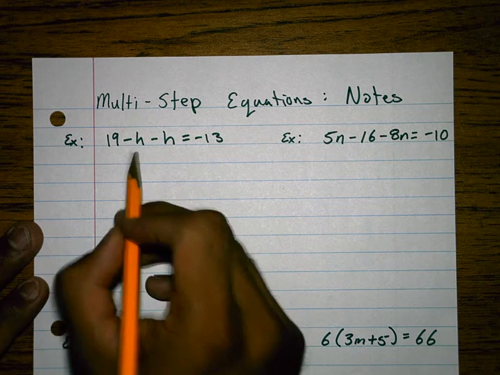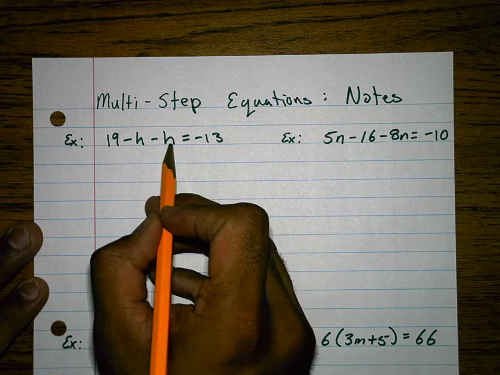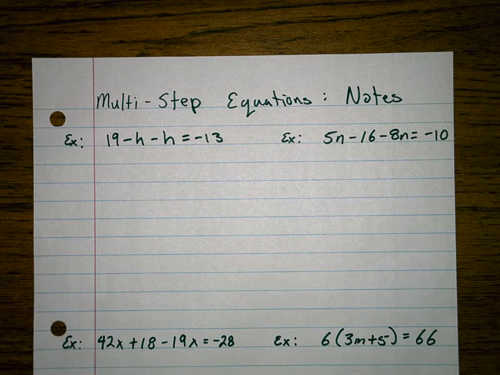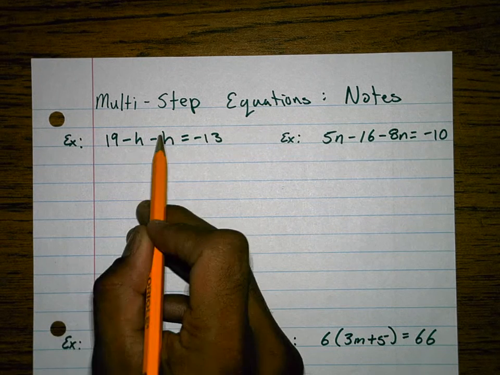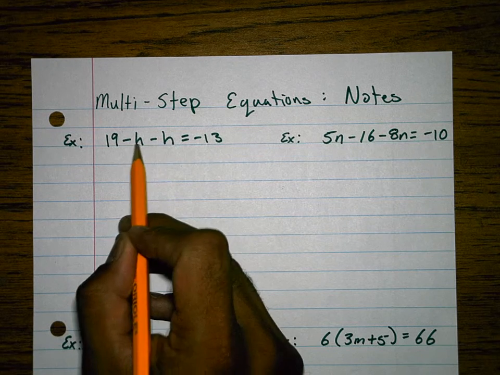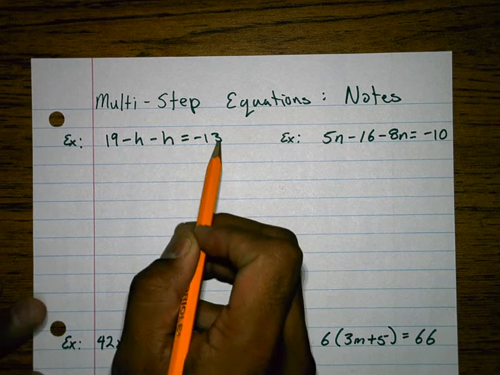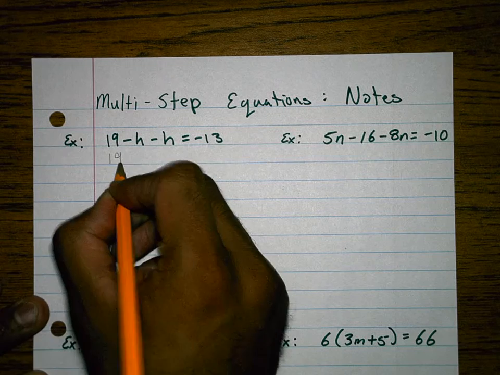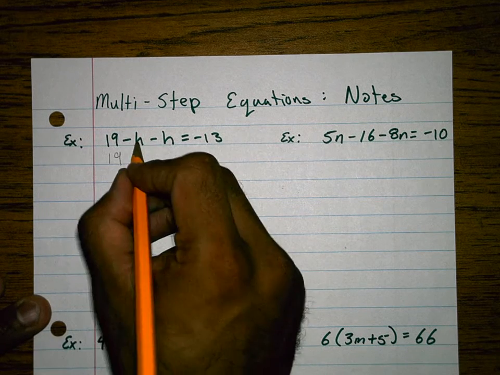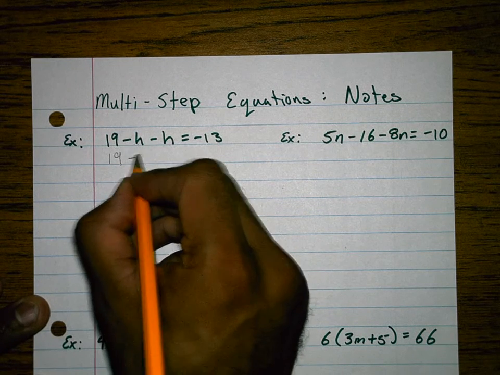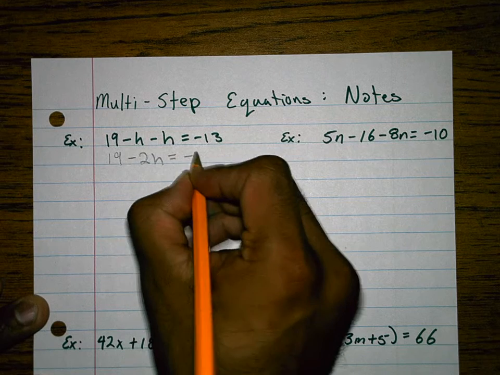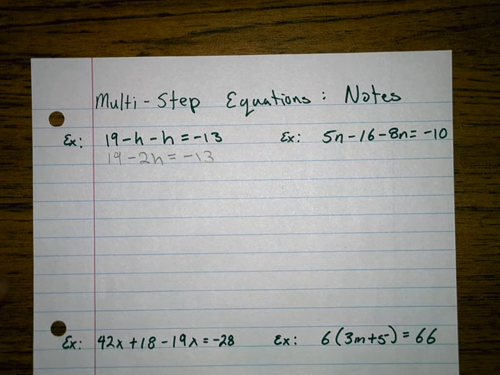So for this case here, I have 19 minus h minus h. And it looks a lot better if I can go ahead and simplify it. So we got two basic techniques we're going to use: combining like terms and distribution. So looking at this one here, this is going to be combining like terms. These h's are alike, and there's nothing to do on this side. So I'm going to rewrite this 19. A negative h combined with a negative h is a negative 2h, and that equals negative 13. So right, just within one step, it makes it look a lot better.